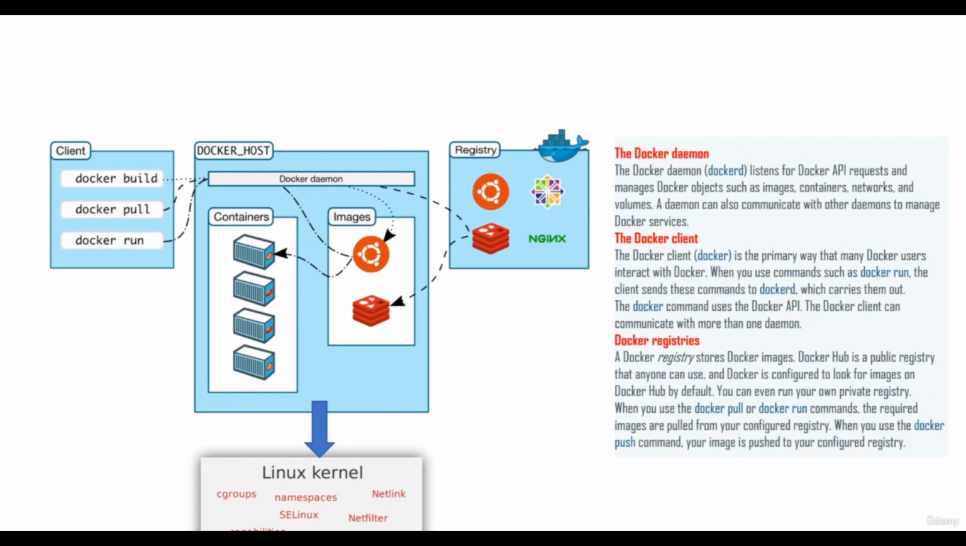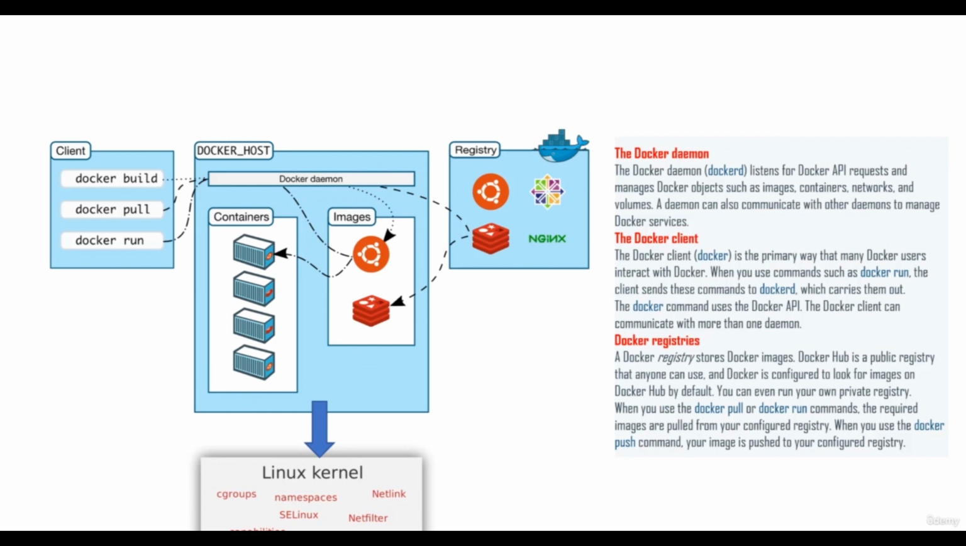Then the second important aspect of the Docker architecture is the Docker client. The Docker client is the primary way in which you as a user can interact with Docker. The Docker client includes commands like docker build, docker pull, docker run, etc. And it's the user who would use these commands to interact with your Docker daemon. So whenever we interact with the Docker daemon, it would be through the Docker client.